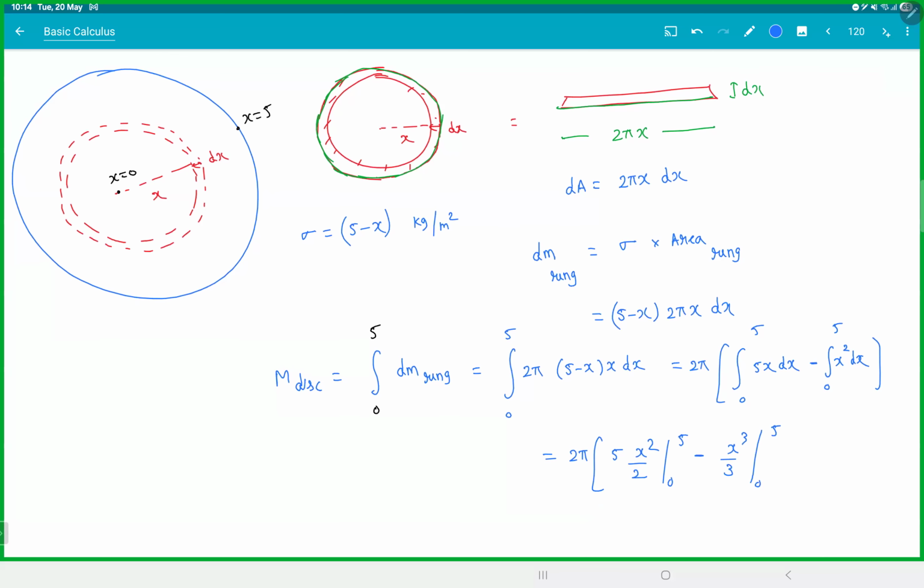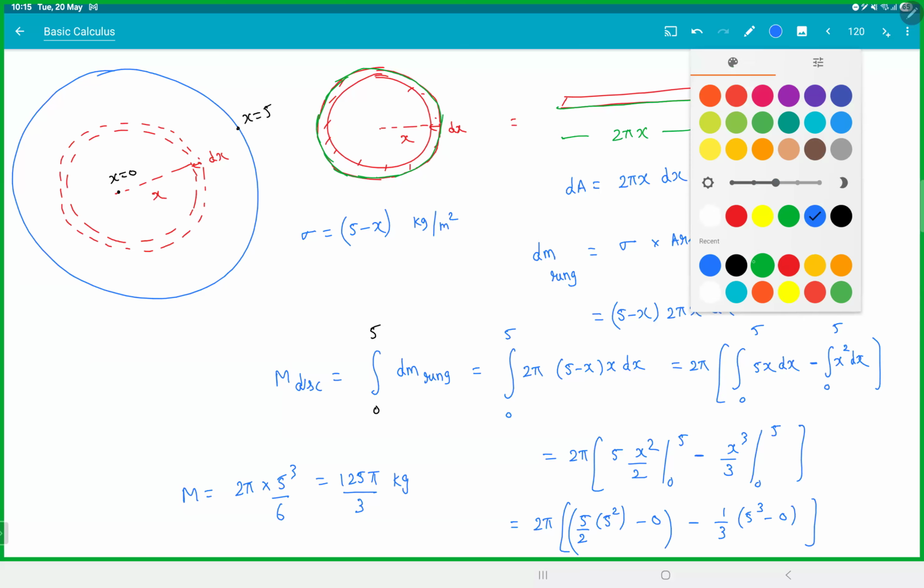Substitute the values here. 2 pi 5 by 2 into 5 square minus 0, minus 1 by 3 5 cube minus 0. That is 5 cube by 2 minus 5 cube by 3. That is 5 cube by 6. So 2 pi into 5 cube by 6. That's 125 by 3 kgs. You can leave the answer like this.